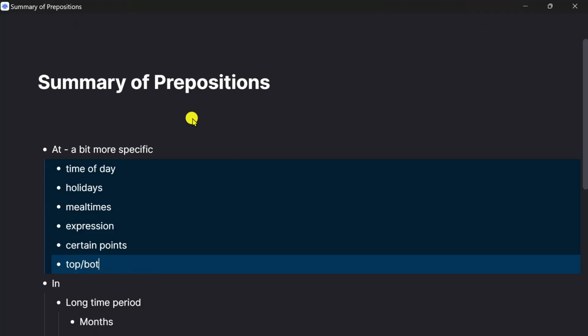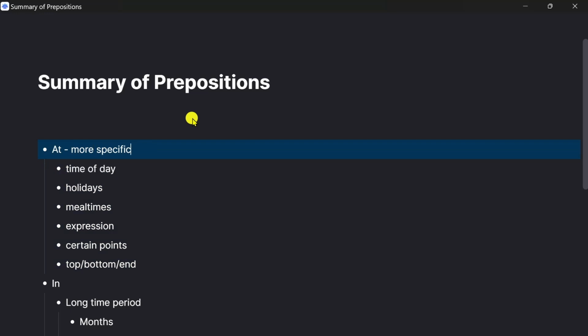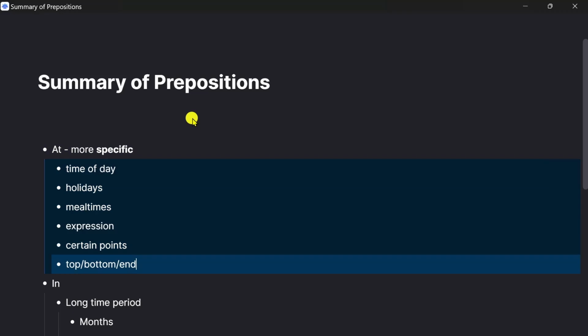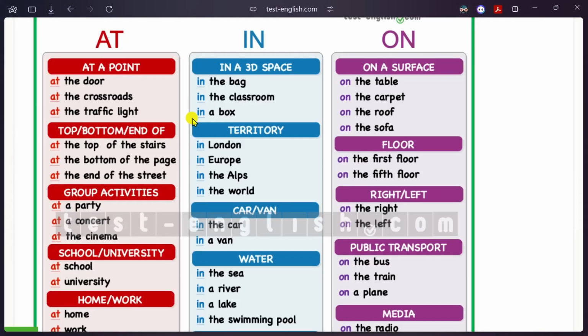Even top is more like specific. Huh? Can you use on? On the bottom. On the top. On top? Yes, on top. On the top of the mountain. At the top. On the top sounds also okay. Sometimes there are different usages. Sometimes there are different options.